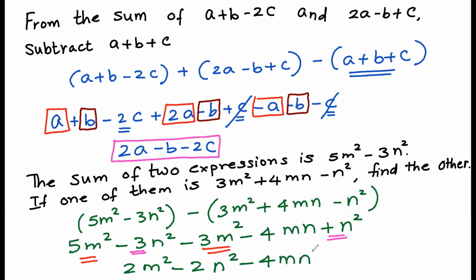So if one of the polynomials is 3m squared plus 4mn minus n squared, then the second polynomial is going to be 2m squared minus 2n squared minus 4mn. The sum of these two polynomials is going to be 5m squared minus 3n squared. I hope you now know how to apply the concepts of addition and subtraction of polynomials to real-life problems. I'll see you in the next video. Bye.